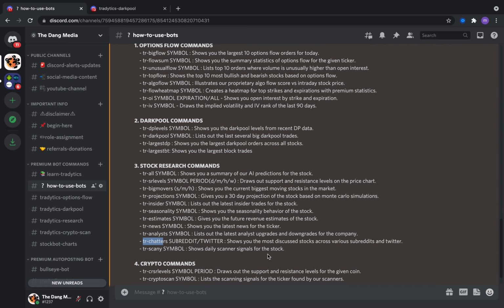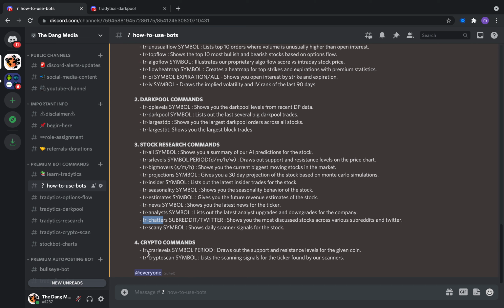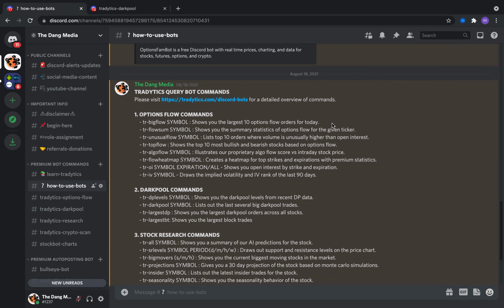TR scanny, these are daily scanners for that stock, and then TRSR or CRSR levels. This is the same as this one here, except it's just for crypto. So CR is crypto, and then SR support resistance levels. Crypto scan, same thing here. But that's it for all of the command bots.